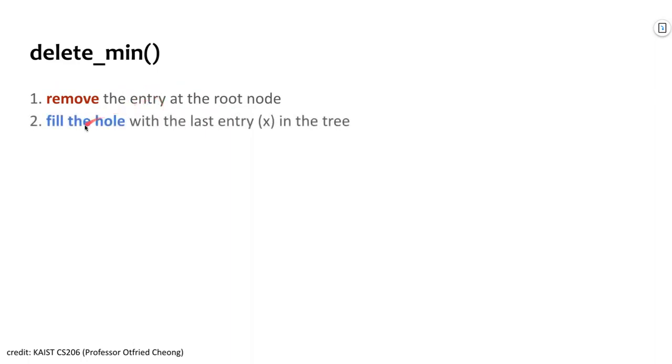And we're going to fill the hole because we remove the value at the root. It's going to be a hole because there is no value. And we're going to fill the hole with the last entry in the tree. And we are going to bubble X down the heap.